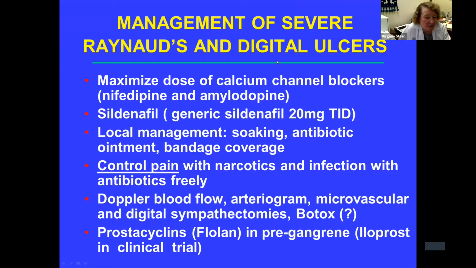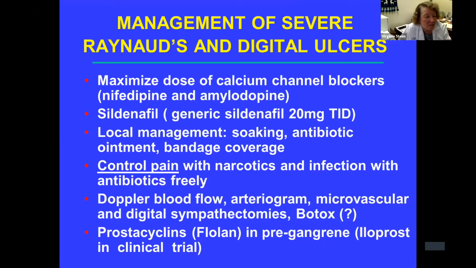If they have ulcers, it's important to use local management. We use the approach of the wound healing people, which is soaking, using antibiotic ointment and covering them. That's kind of the main approach. These are very, very painful, and I feel that pain causes more vasospasm and more pain, going back and forth. So I do use narcotics and make sure the patients are comfortable. They also can get infected, so you use oral antibiotics at least fairly freely.